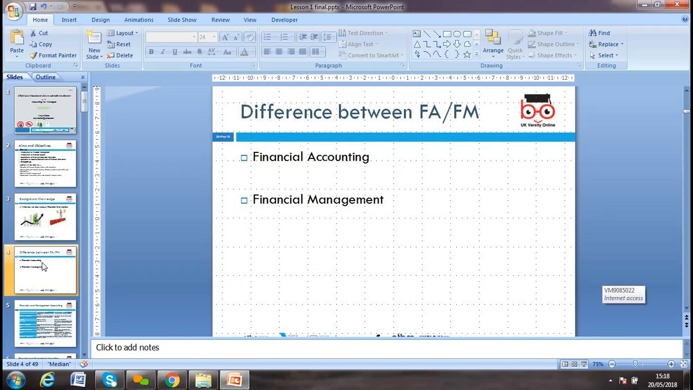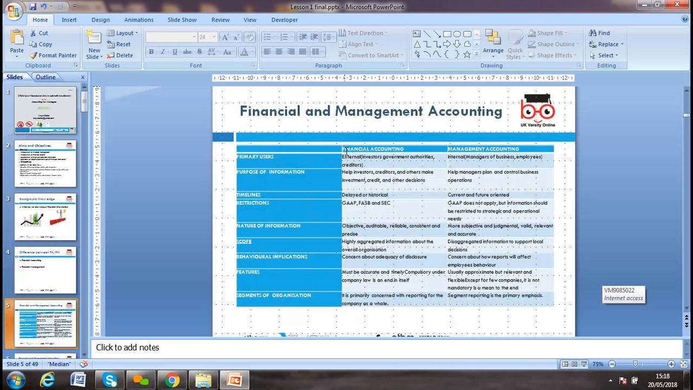Okay, so financial accounting and management accounting. First, we're looking at how financial accounting is external, so the primary user is an external user, and management accounting is internal, which managers of the business or employees can use, because it's very hard for externals to get management accounting information.